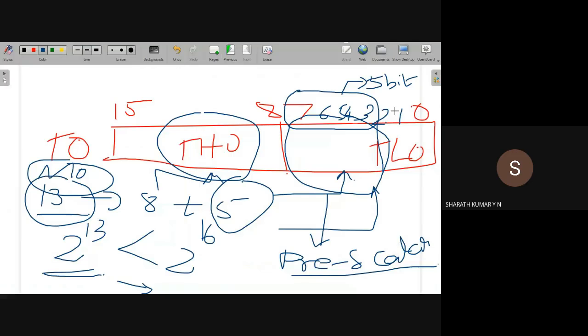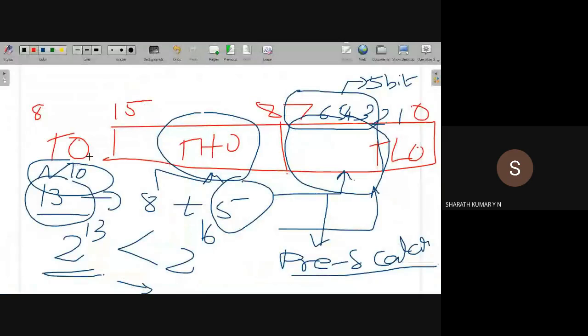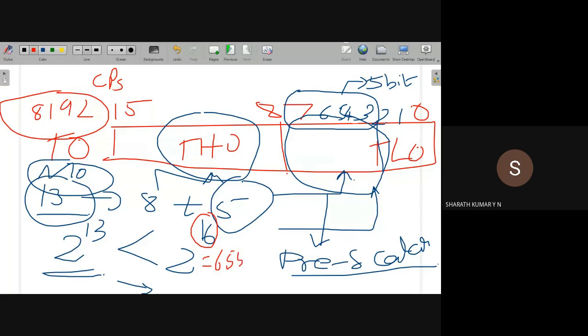So we can count a maximum of 8192 clock pulses if you use mode 0 operation. I should remember this: a maximum of 8192 clock pulses. Whereas if you use all 16 bits of a timer to count clock pulses, we can count 65,536 clock pulses. Let's compare these two. It's a huge difference, but mode 0 has its own advantage. We'll come to that.